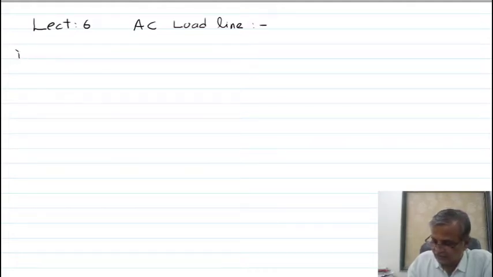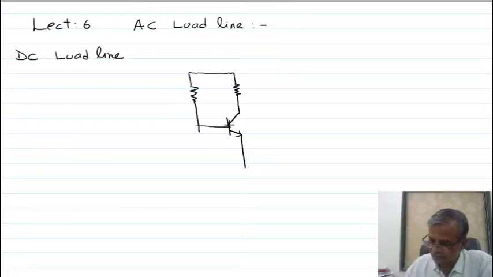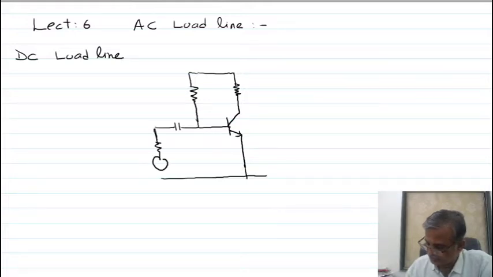See, this is the revision I am doing. This is your circuit diagram. This is the circuit of a basic common emitter amplifier. This is the AC input I am showing you.